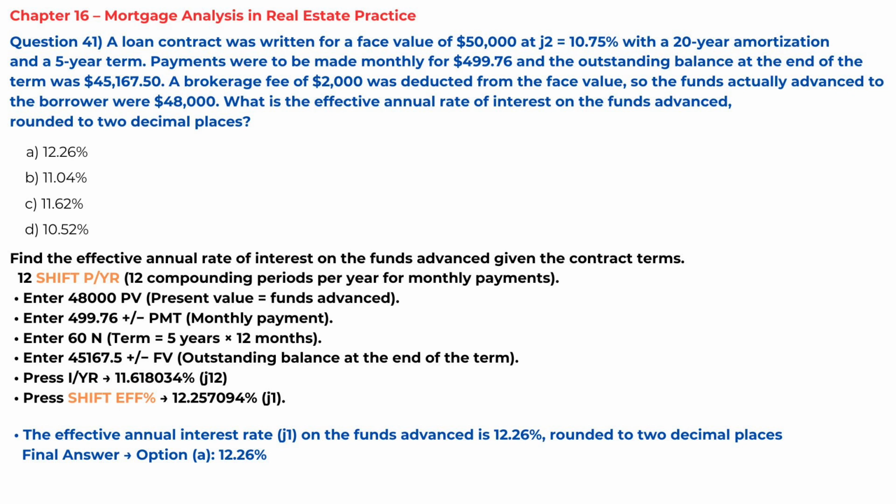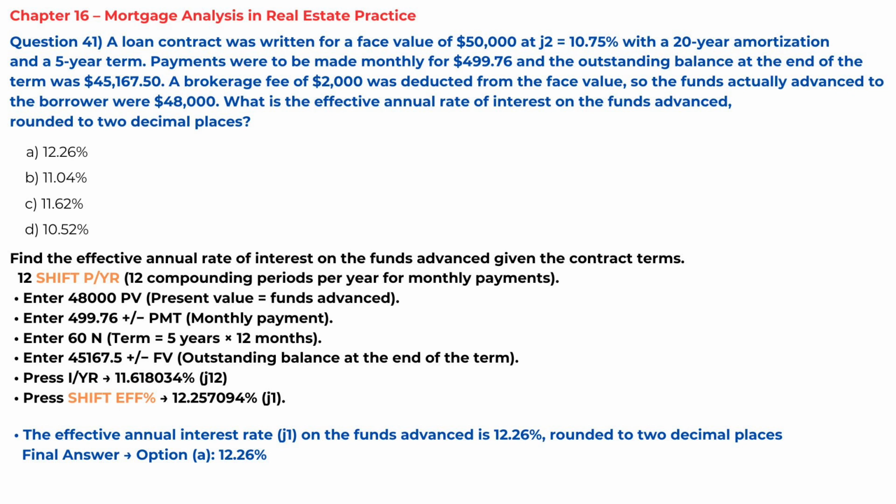12, Shift PYR, 12 compounding periods per year for monthly payments. Enter 48,000 PV, present value, funds advanced. Enter 499.76 plus and minus sign and press PMT, monthly payment. Enter 60 N, term equals 5 years times 12 months. Enter 45,167.5 plus and minus sign, FV, outstanding balance at the end of the term.